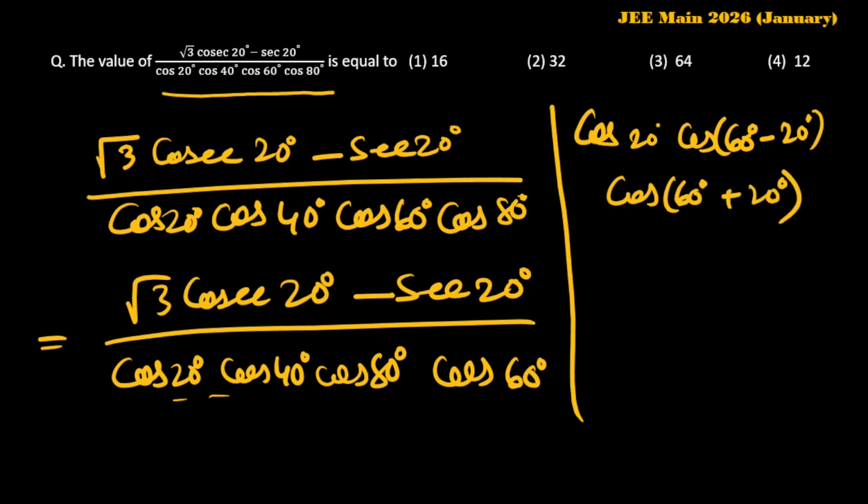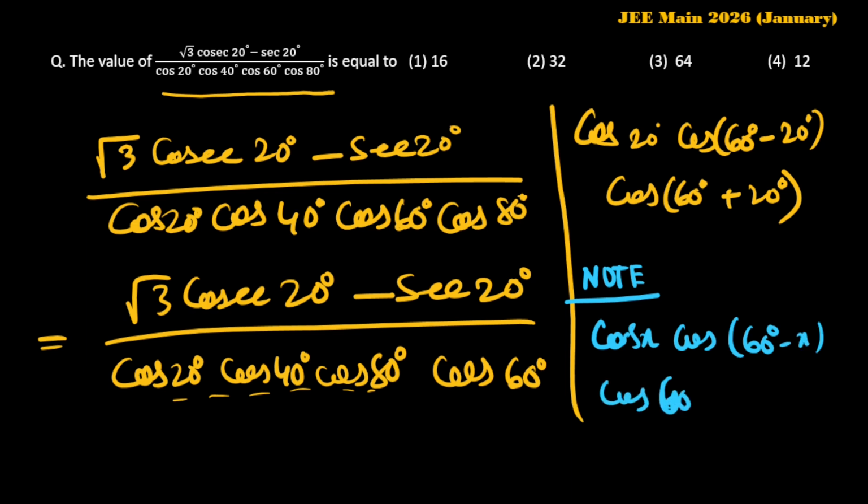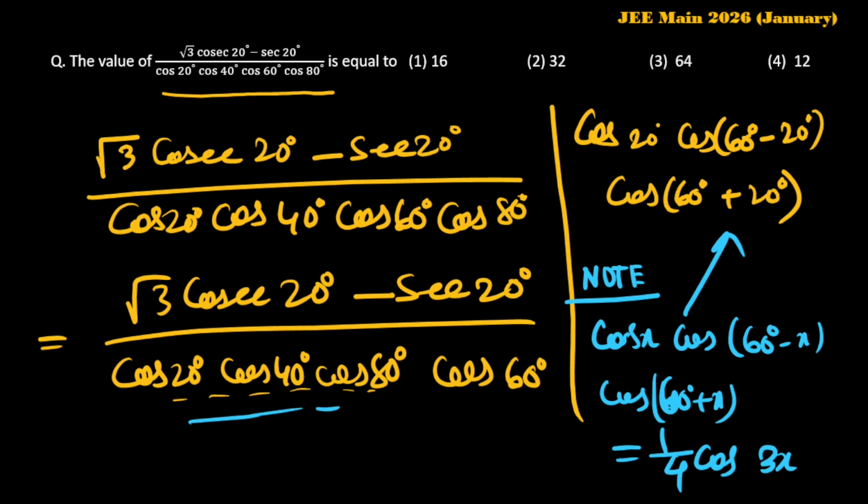This term we can write in this way. We know one formula, which we can note: cos x cos of 60 minus x cos of 60 plus x is equal to 1 over 4 cos of 3x. So we use this formula here. It is easy to prove: first we break cos of 60 minus x times cos of 60 plus x, after that we multiply by cos of x, then we again break this function, and we get 1 over 4 cos of 3x. Therefore we use this formula here.